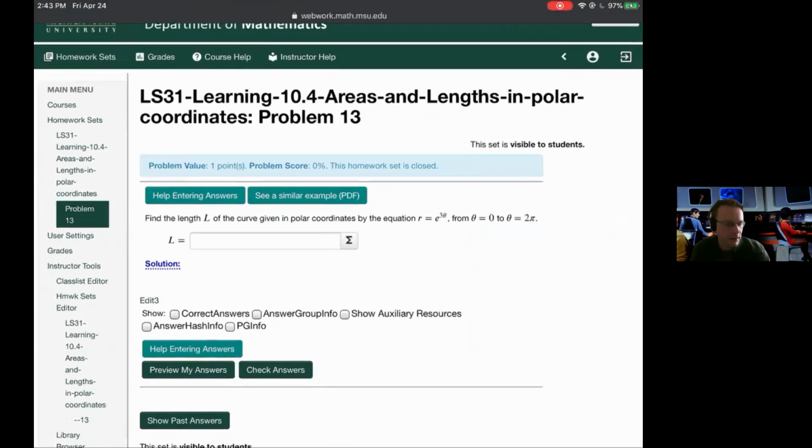Find the length L of the curve given in polar coordinates by the equation r equals e to the 3 theta, from theta equals 0 to theta equals 2 pi.